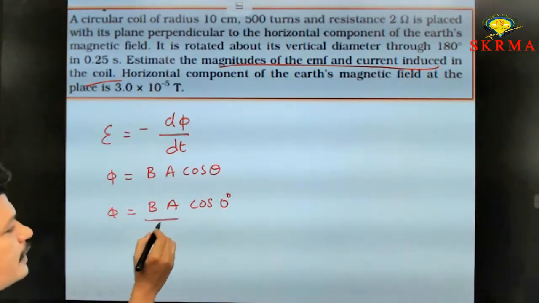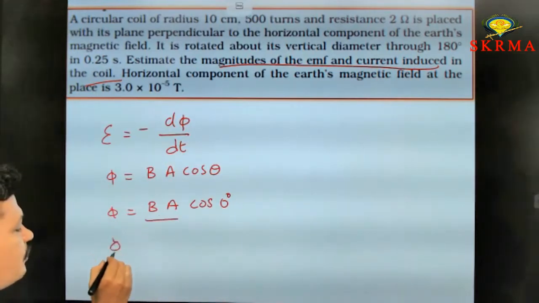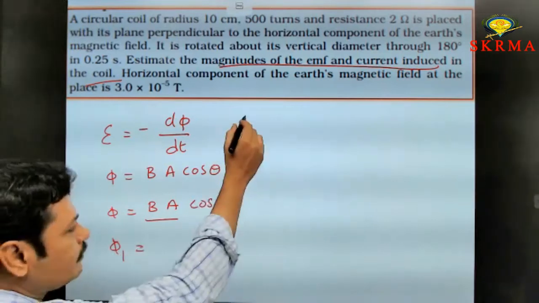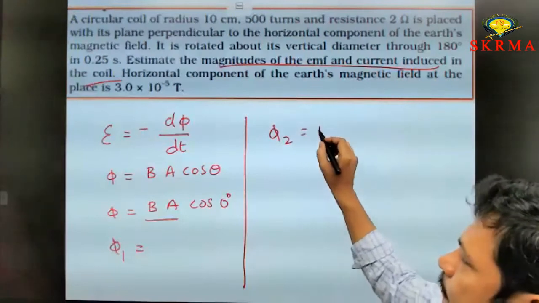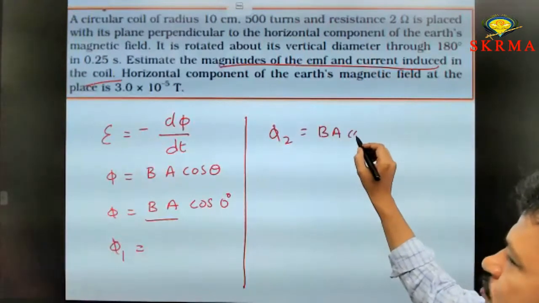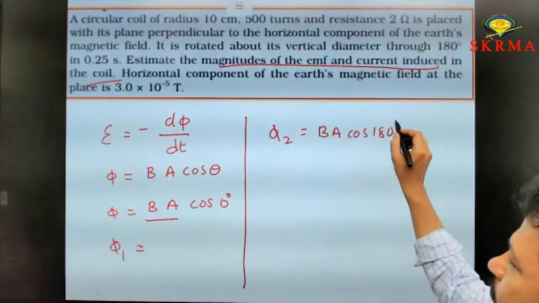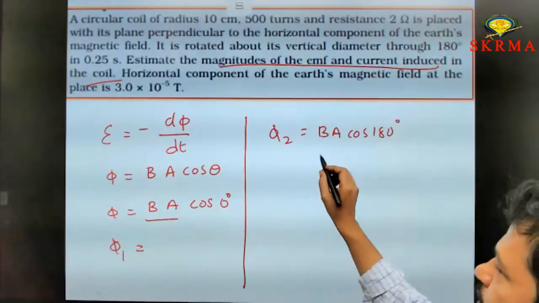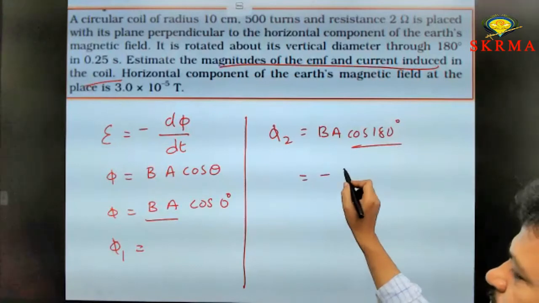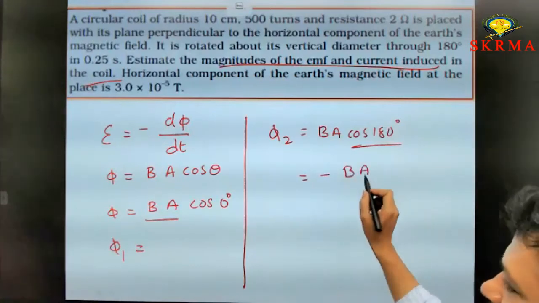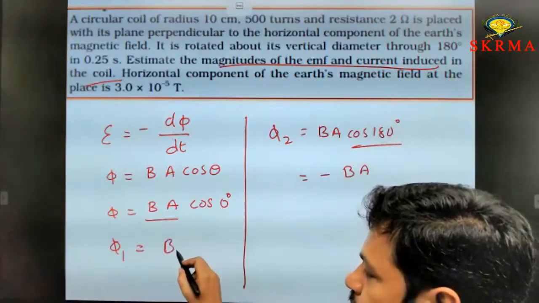You know what B is and what A is here. You can calculate phi 1. In the same way, you can calculate phi 2. What is phi 2 here? BA cos 180. Cos 180 is obviously minus 1. That's why this is minus BA. Here phi 1 is BA.